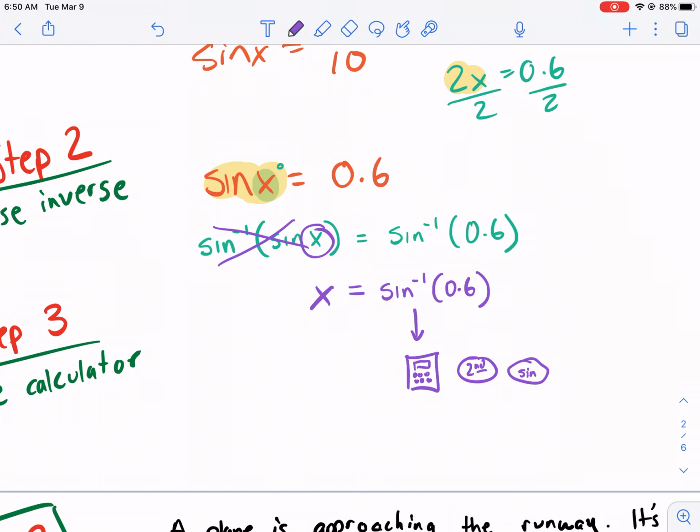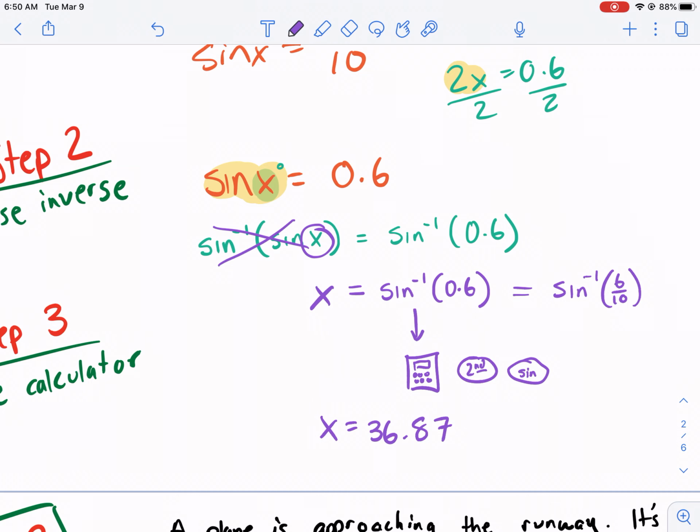It depends on how your calculator works. Some calculators you type in 0.6 first. Mine, I type in inverse sine first, and then I type in 0.6. You can even type in 6/10. Both of these are the same. You could do inverse sine of 6 divided by 10 and type that in. Either one works. I'm just going to use the decimal because I already had it written. And I hit enter, and I get x equals 36.87, rounded to the nearest hundredth.